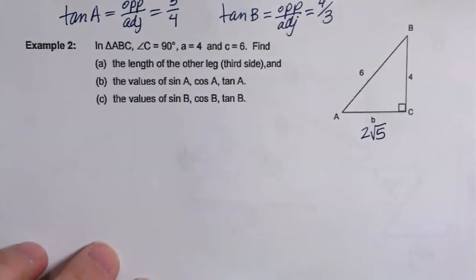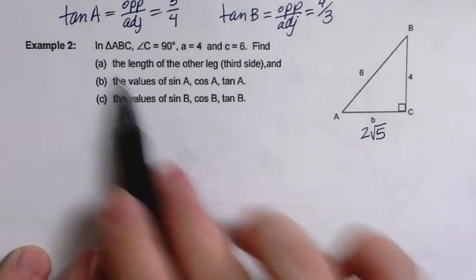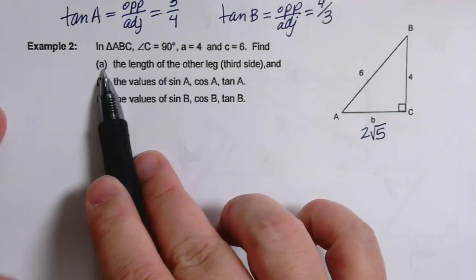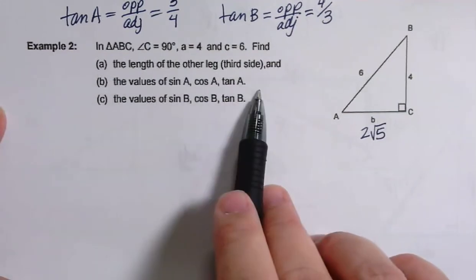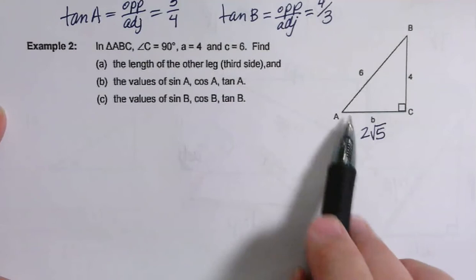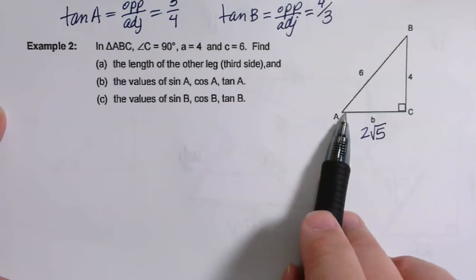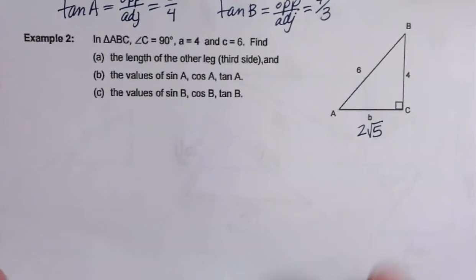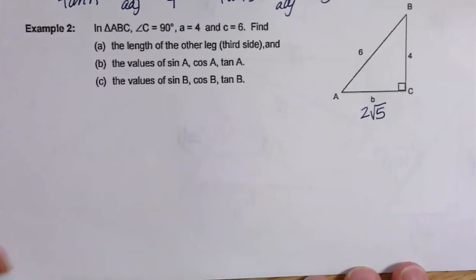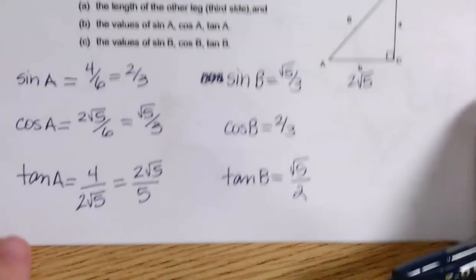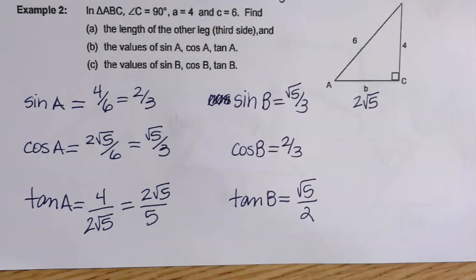Okay, so there's B. We've done part A. Now I need to do the values of sine, cosine, and tangent for angle A, and then come back and do them for angle B. All right. So again, hit pause here if you're watching the video. Otherwise, I'm going to hit pause, and we're going to all do it and come back together. Okay, if you haven't already paused, do it quick because I'm about to show you the answers. Here we go. Here's what I got.